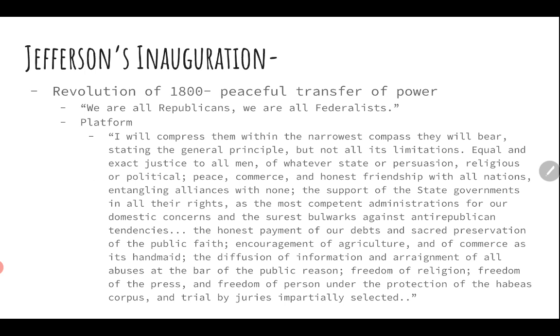So you have this revolution of 1800. This is the first peaceful transfer of power. So you have the Federalists handing over power to Jefferson peacefully. And this is a huge thing for our government. And he basically says in his platform that we are going to support peace. We're going to have friendship with the other nations. We are going to have honest payment of debts. We're going to encourage agriculture. It's all the stuff we talked about before.